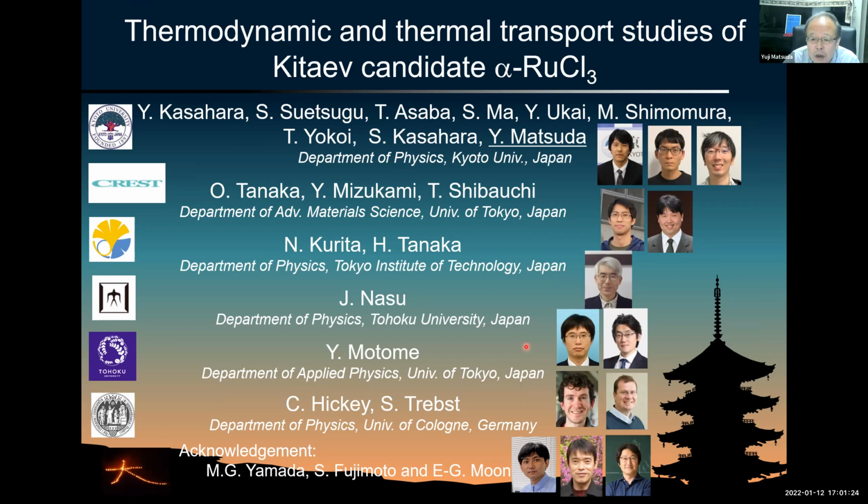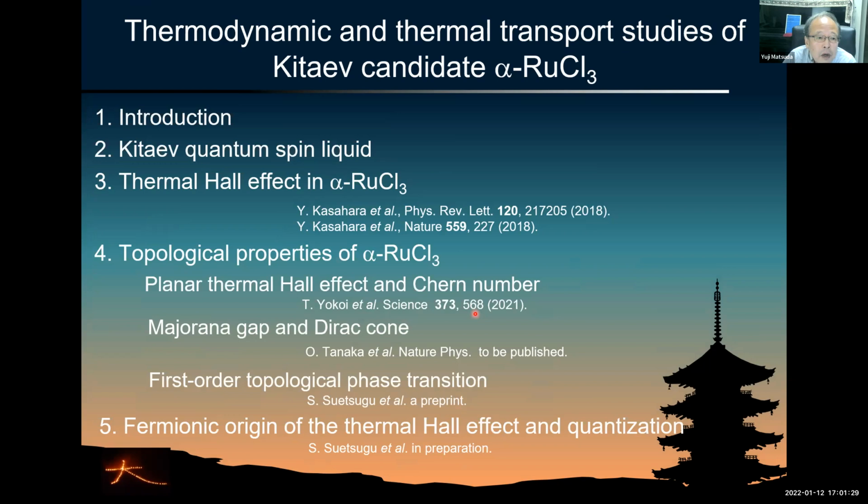In my talk, I'd like to start with the introduction and the Kitaev quantum spin liquid. Then I'll talk about the thermal Hall effect in alpha-RuCl3. After that, I'd like to talk about topological properties of alpha-RuCl3, which I mainly discuss today, focusing on planar thermal Hall effect, Chern number, Majorana gap, Dirac cone, and the first order topological phase transition. Finally, I'd like to point out the fermionic origin of the thermal Hall effect and discuss why the quantization should occur in this material.